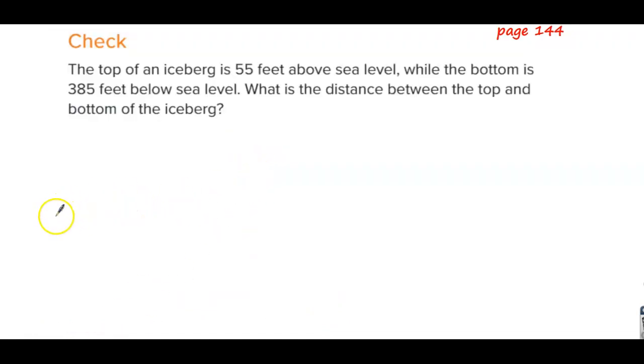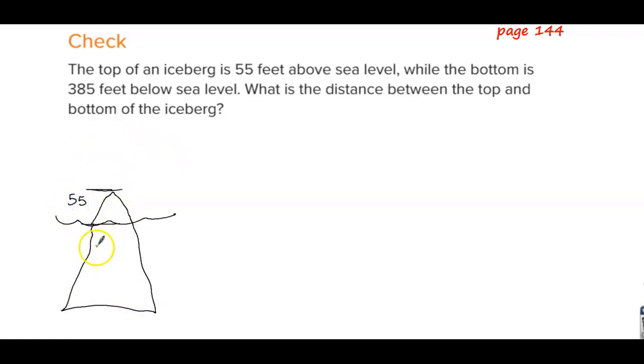So we have, let's draw a little picture here. We have the top of an iceberg, and then lots of iceberg underneath the ground. The top of an iceberg is 55 feet above sea level, and the bottom is 385 feet below sea level. So this is 385, and this is 55. What is the distance between the top and the bottom of the iceberg?